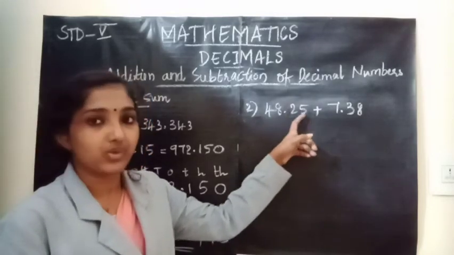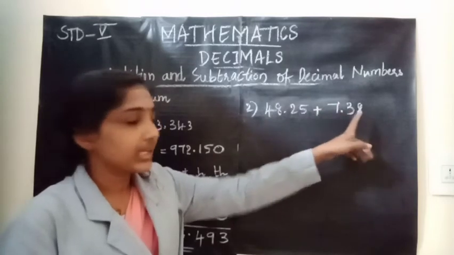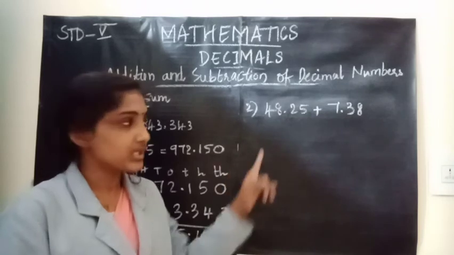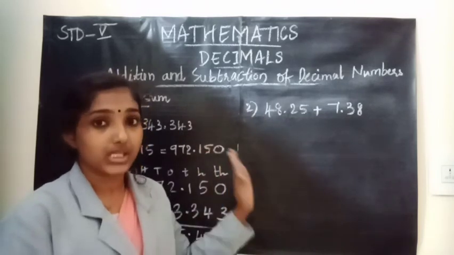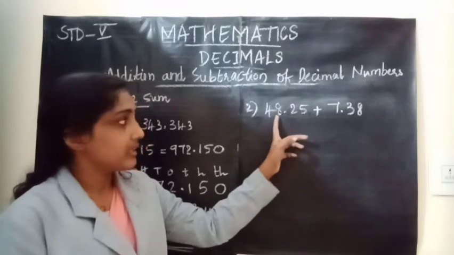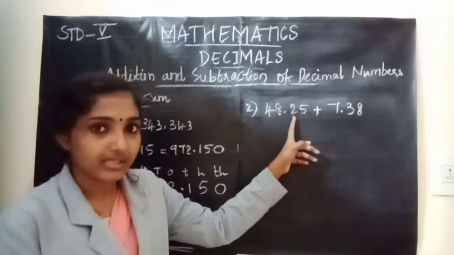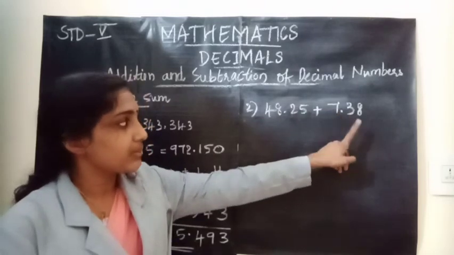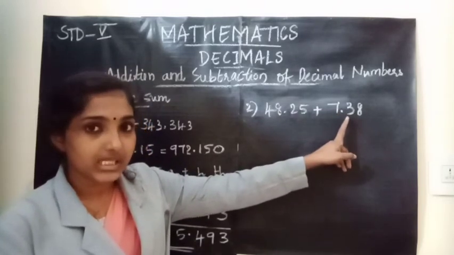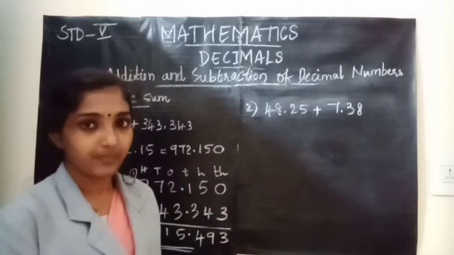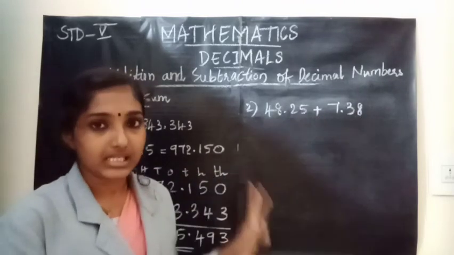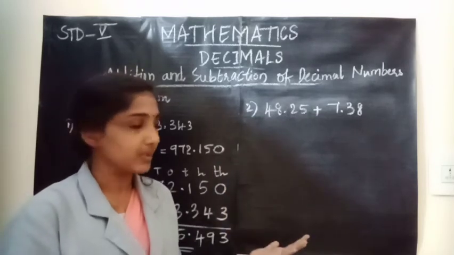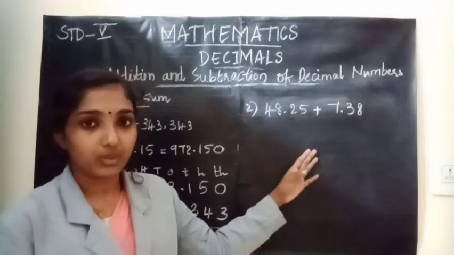Now let's do our second question also. It is 48.25 plus 7.38. So when two decimal numbers are given, our first step is to check whether the given decimal numbers are like or unlike. Here in the first number there are two decimal places. After the decimal we can see two digits. And the second number, 7.38, also has two digits after the decimal point. So they are like decimals. So we can do our addition directly. No need to change any numbers.